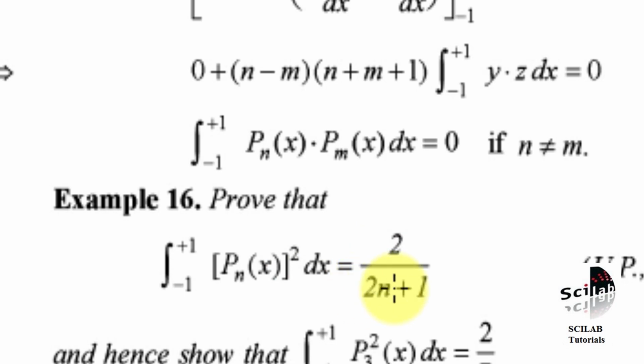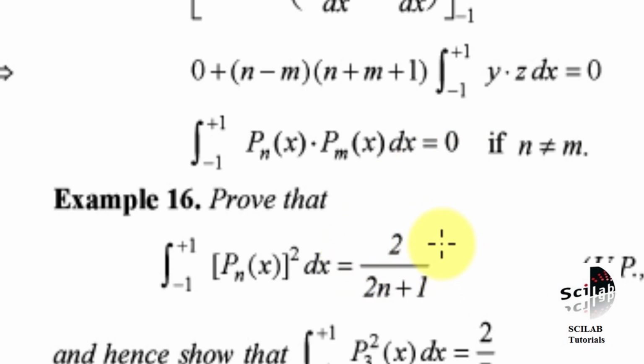So the right hand side will be 0 or 2 by 2n plus 1 depending upon whether n is equal to m or not. Okay, so when n is not equal to m, the RHS will be 0, and when n is equal to m, the RHS will be 2 by 2n plus 1.